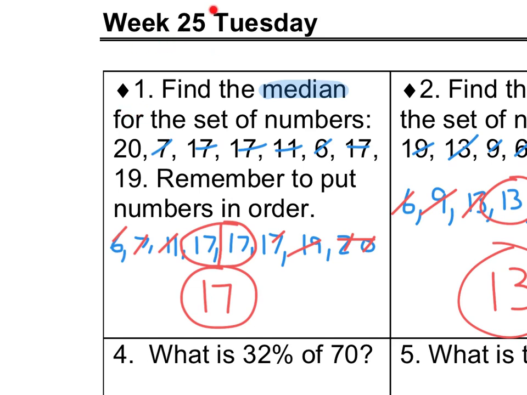Again, we're week 25, Tuesday. So here we are with median. Median means middle. So you put your numbers in order from least to greatest, which was step one. If you remember from yesterday, step one, order from least to greatest. Step two, find the middle.